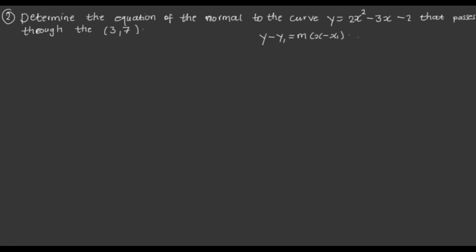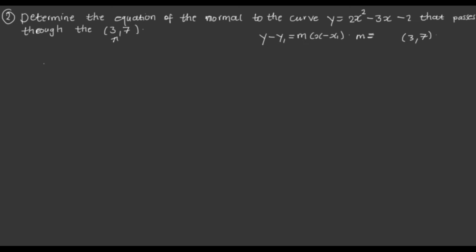So as we can see, we need the gradient. This time we are looking for the gradient of the normal. Then we need a pair of coordinates, but this time we have been given the x and the y, so no need of finding the y coordinate this time. So our pair of coordinates is (3,7).